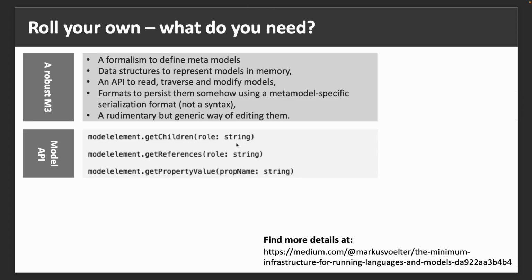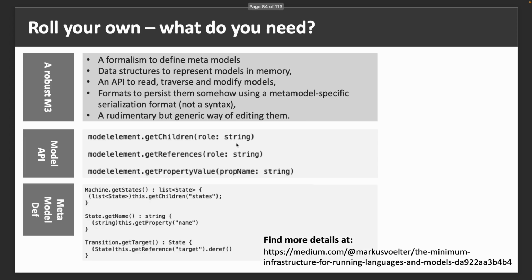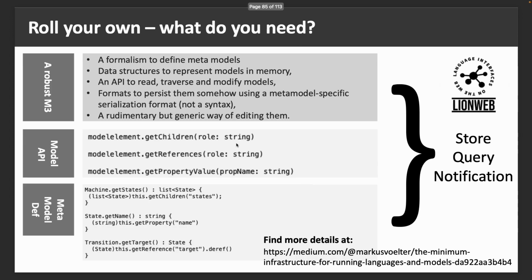A model API is also needed. You have to be able to say I have a node here and I need the children in some kind of child collection. Like if my geometry has a bunch of shapes, I need to get all the shapes in the geometry that I pass in, right? Things like that. And again, the meta model definition, a representation of your language structure in terms of the programming language that you want to use to process the models. On top of that, storage, query, notification services, all kinds of stuff.